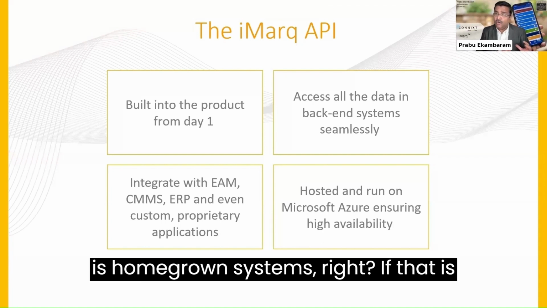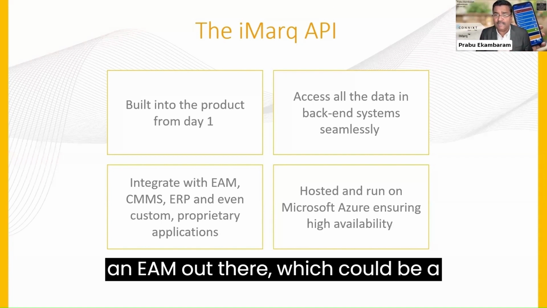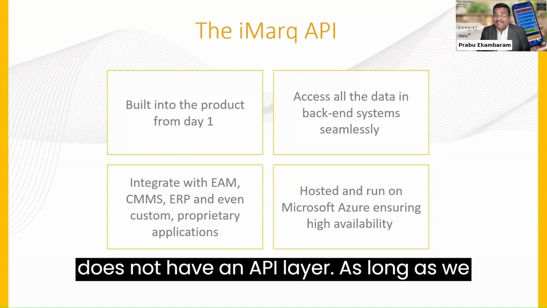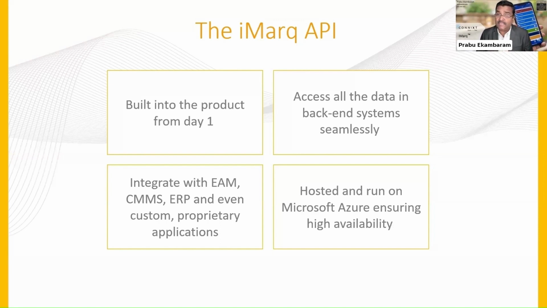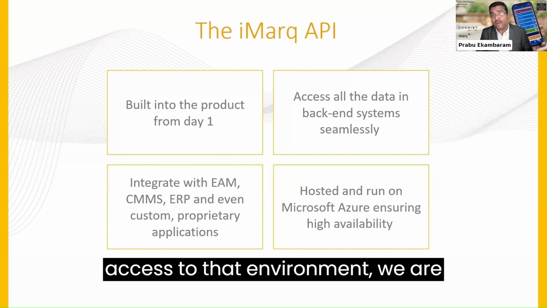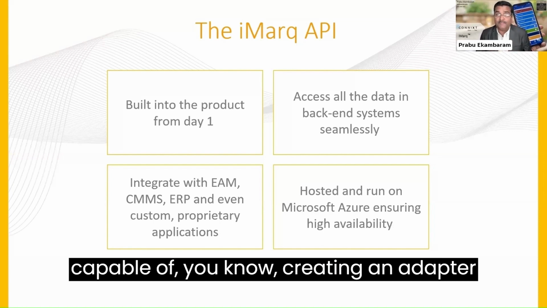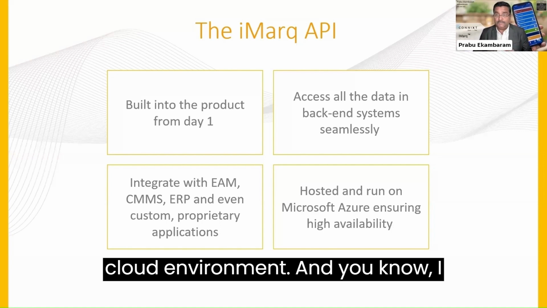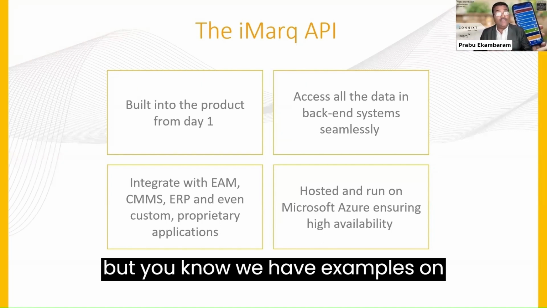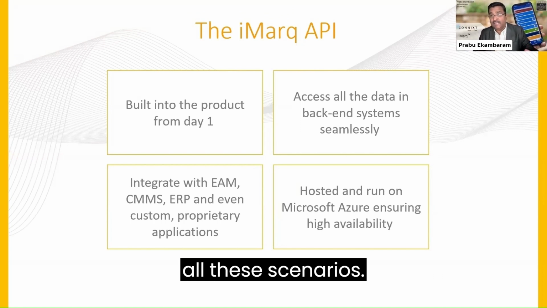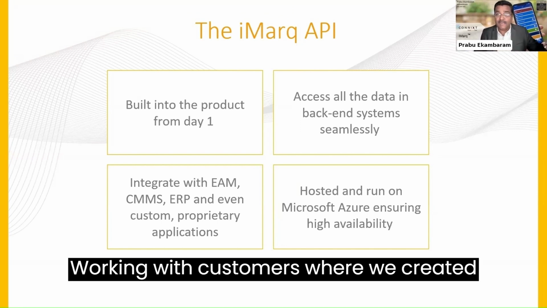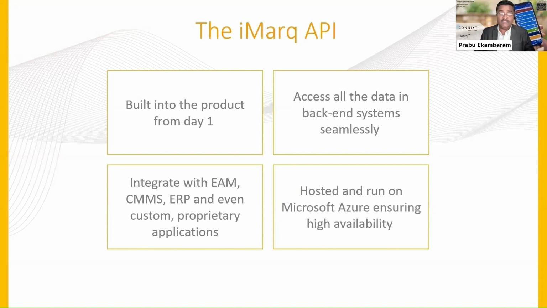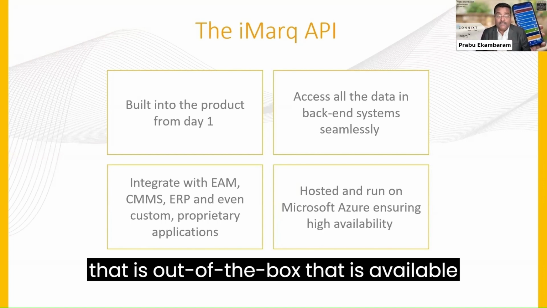Now, the third is homegrown systems, right? If there is an EAM out there, which could be a homegrown system or an EAM system that does not have an API layer, as long as we have access to that database, as long as the customer provides the access to that environment, we are capable of creating an adapter layer so that it gets connected with our cloud environment. And I don't want to name any customers here, but we have examples of all these scenarios, working with customers where we create an adapter for them, or work with a layer that is already available, or the customer works with our API layer that is available out of the box.